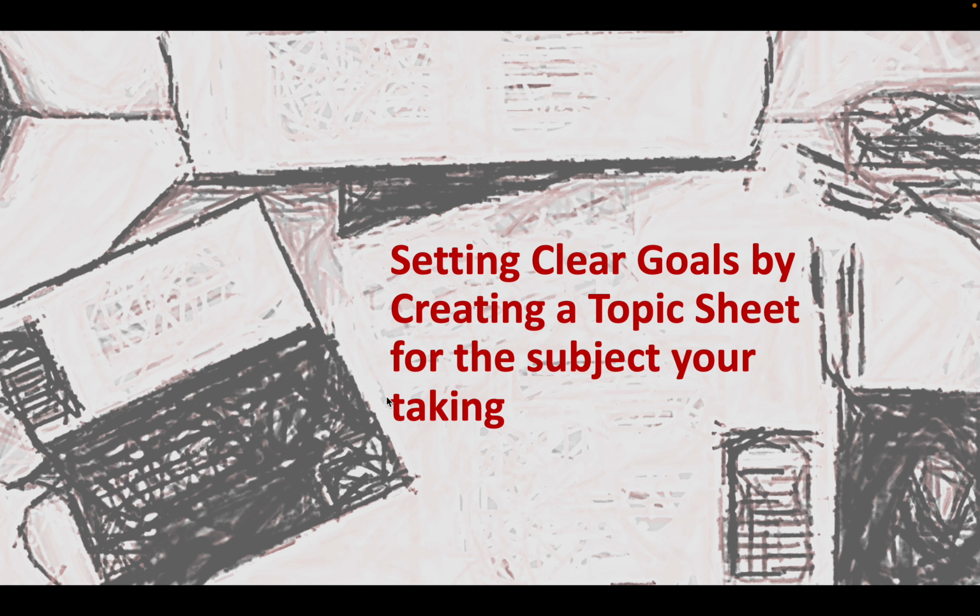Okay, setting clear goals by creating a topic sheet for the subject that you're taking. I've used this technique. Sometimes when you're studying, your exam board will produce a document that lists all the topics you're going to be learning, or sometimes they don't mention what topics you're learning, so you have to create it yourself. You can do that by creating a topic sheet. Just take a Word document, write down all the topics you're learning for your particular subject, and try to list them down as fast as possible.